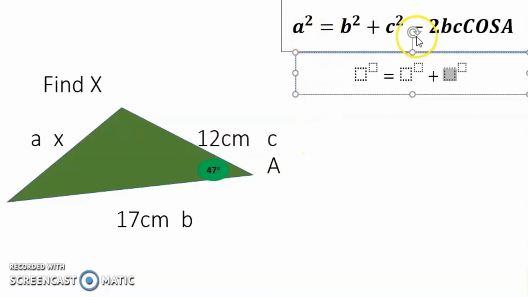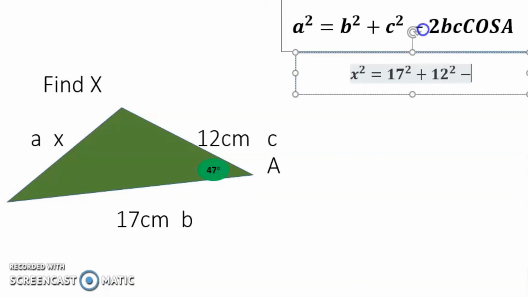So we are going to substitute into this formula. Anywhere we see a, our a is x. So we are going to substitute a for x. So x squared is equal to our b, which is 17, so we put 17 squared, plus our c is 12, plus 12 squared.